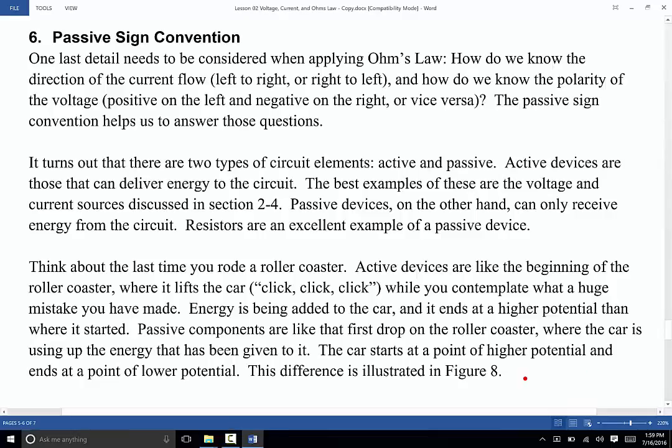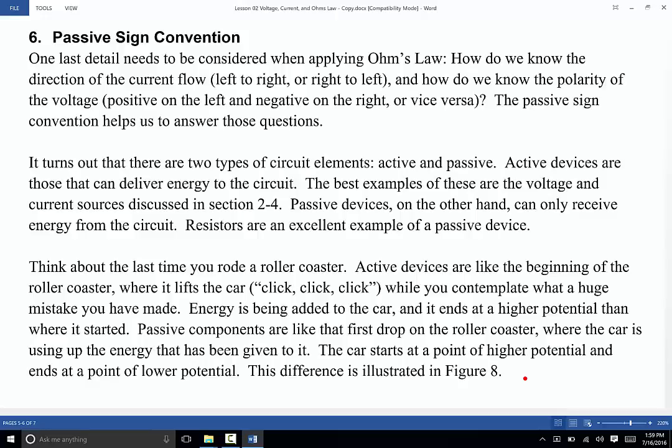Okay, the last thing that we need to talk about for this lesson is the passive sign convention. It might seem like the passive sign convention at first is not a very critical part of circuit analysis, but I hope that you'll see by the time we finish this discussion, as well as the two examples that follow, that the passive sign convention is really part of every single calculation that we're going to be performing.